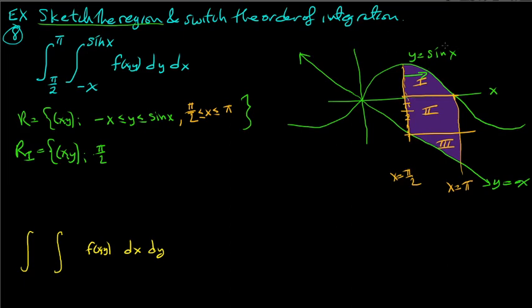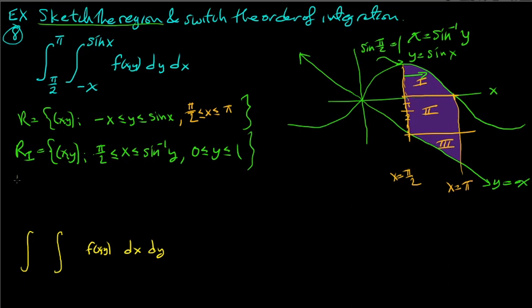Well, it's not y equals sine x. X equals arc sine of y. So you have to take the inverse function, inverse sine of y. And what's y doing? Y goes from 0 to 1. How do I know it's 1? Well, what's the sine of pi over 2? Right, exactly, 1. Okay, so that's the first region.